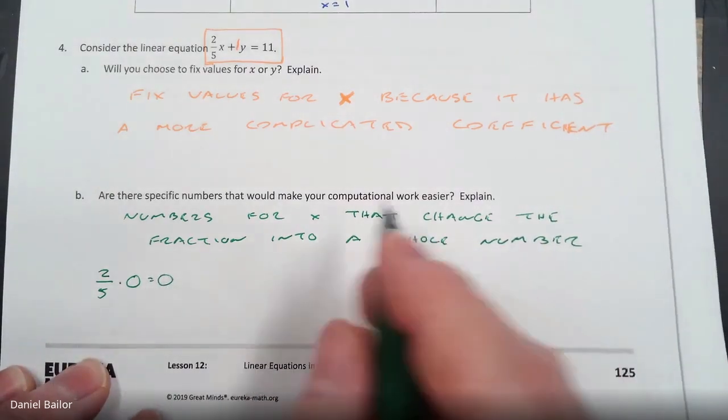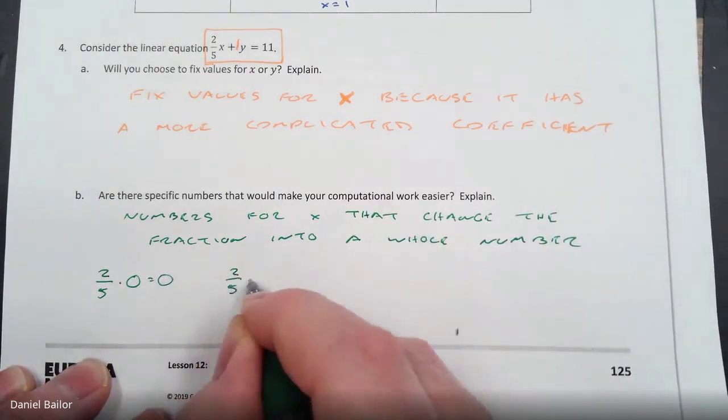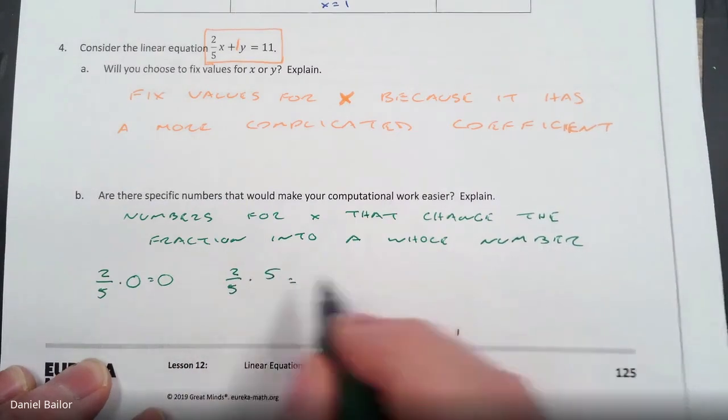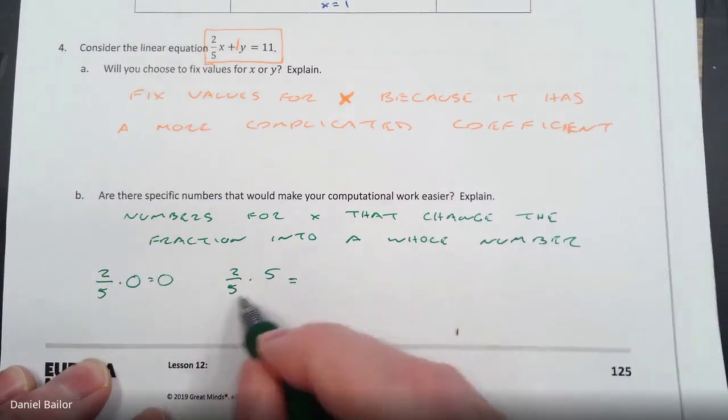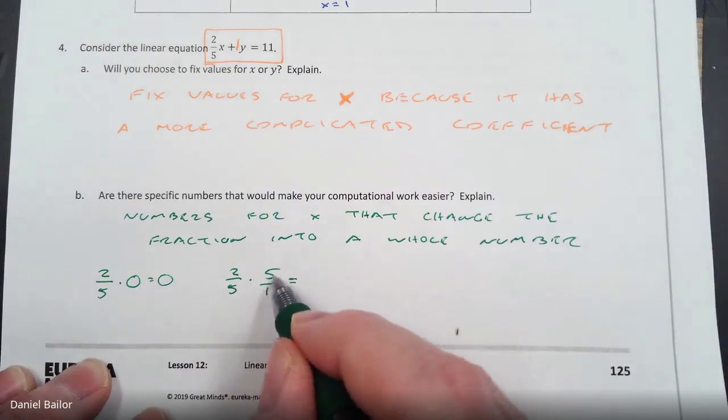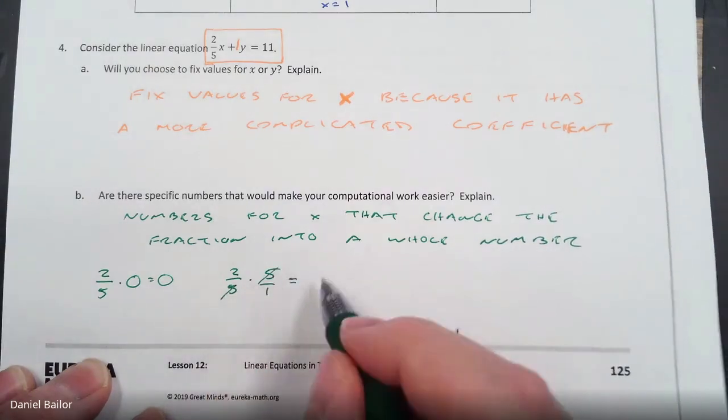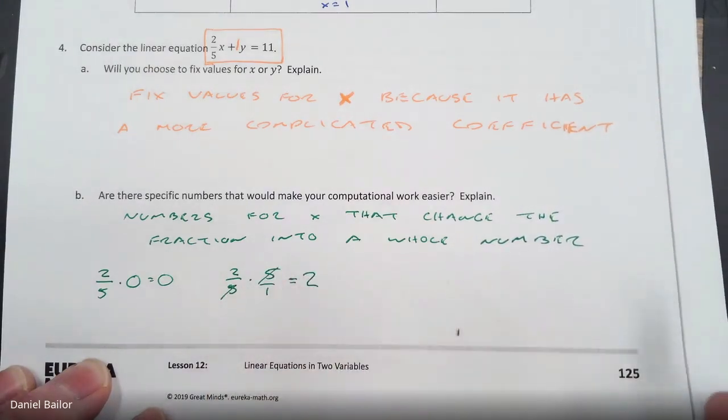Another easy one is 2/5 times 5. Because 2/5 times 5, 5 is 5 over 1. 5 divided by 5 cancels. That just gives me 2.